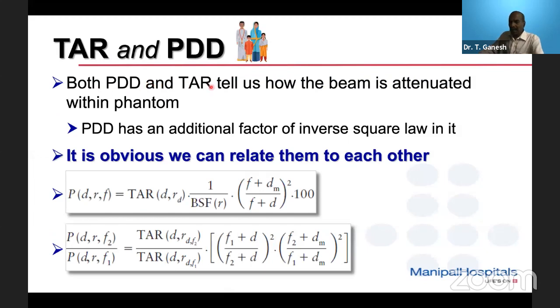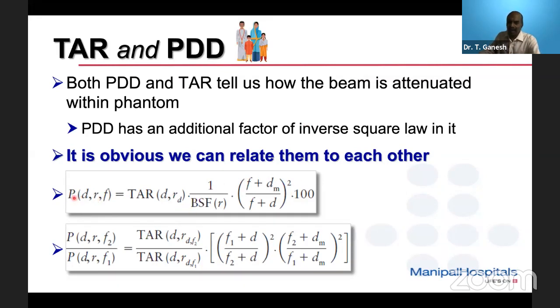Both PDD and TAR tell us how the beam is attenuated within the phantom. The only thing is that, as we had seen in the previous slides, PDD has an additional factor of inverse square law in it. Obviously, they are related to each other because they tell us the same thing about the attenuation of the beam within the phantom, within the patient. One additionally tells about the inverse square law, but both are talking about the same thing.